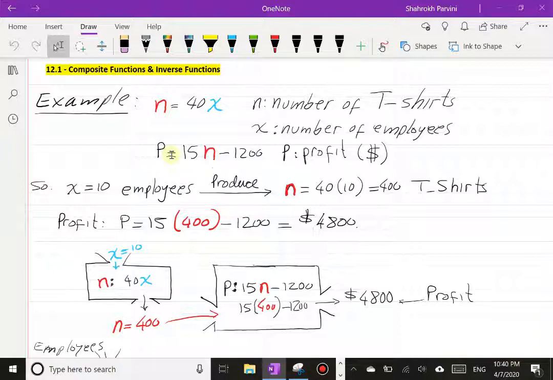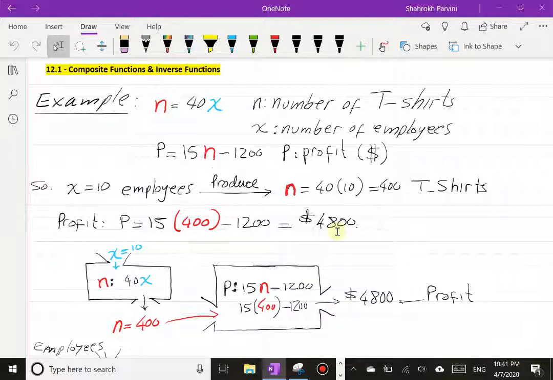Now, if we take a look at an example, let's say I have 10 employees. These 10 employees can produce n number of t-shirts. Each can produce 40 t-shirts, so 40 times 10 makes 400 t-shirts. Now, how much is the profit for producing 400 t-shirts and selling them, of course? The profit is going to be 15 times 400 minus 1200. That's $4,800. So it's pretty straightforward, no big deal.